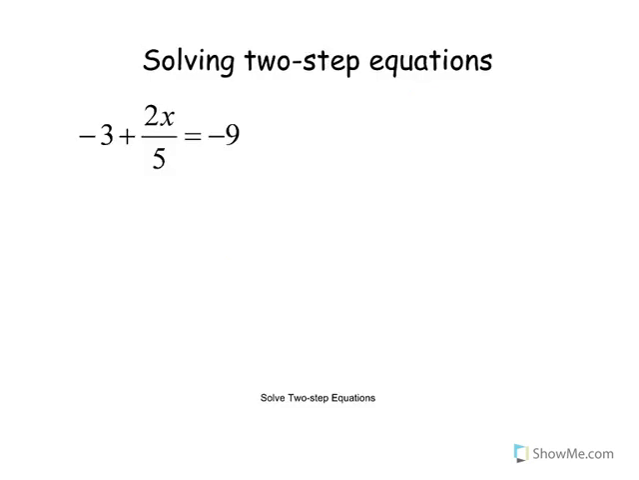Now it gets a little bit harder. So I'm going to show you how to do this in 3 steps, which is not ideal. And then we'll talk about how we can use some of our prior knowledge to do this in 2 steps. So the variable term is on the left side of the equal sign. So we're going to add 3 on both sides.